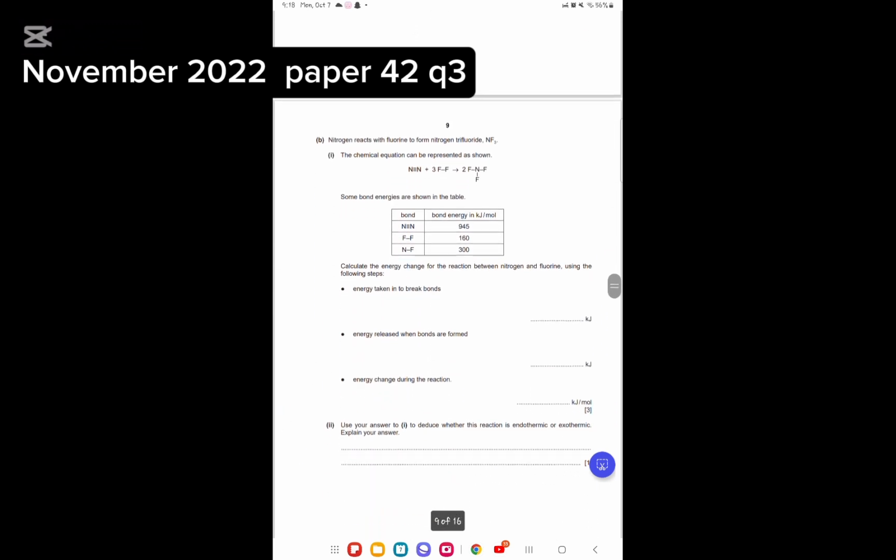Anyways, B. Okay. The nitrogen reacts with fluorine to form nitrogen trifluoride. The chemical equation can be represented below. Some bond energies. Remember, bond energies is heat of reactants minus heat of products. So calculate the energy change for the reaction between nitrogen and fluorine using the following steps. First, the energy taken in to break the bonds. These are our heat of reactants. Whenever they tell us the energy taken in, it is the heat of our reactants.